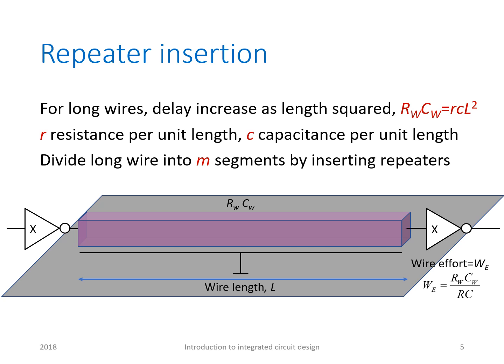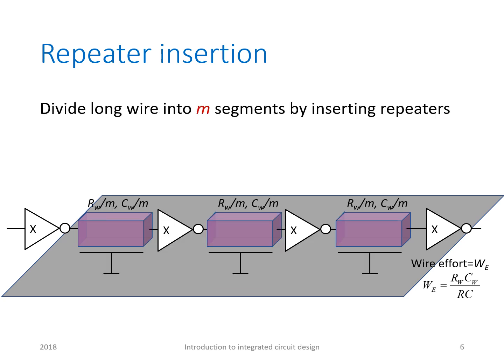But if we then have long wires, we can divide long wires into segments by inserting repeaters. And by repeaters, I just mean inverters that are identical to the original driver. So if we divide a long wire into M segments by inserting repeaters, as illustrated here below, each segment has a resistance Rw divided by M, Cw divided by M, and its wire effort is the original wire effort divided by M squared.